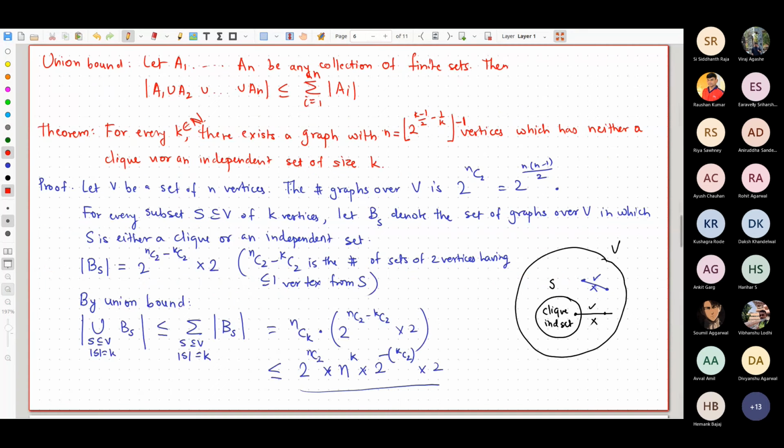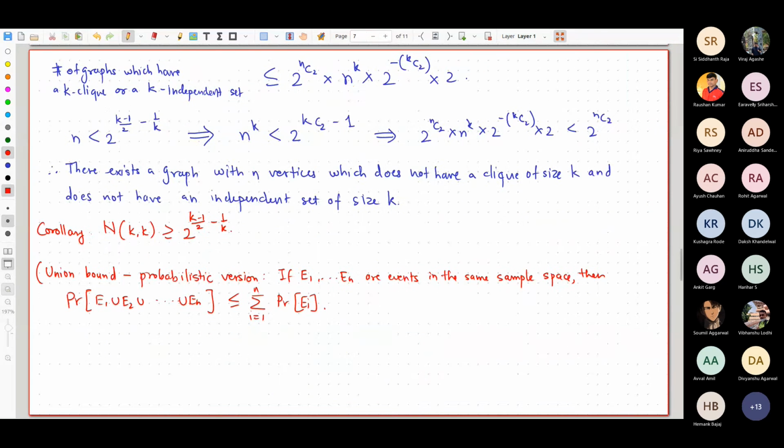So instead of defining this set B_S, we would have defined an event E_S, which says that the set S is a clique or an independent set in the random graph that you choose. And then you would have found the probability of E_S, which would have been this expression except the 2 to the n choose 2 term, because that would be a part of the denominator. And then you would just sum them up and prove that the sum is strictly less than 1. That's all.